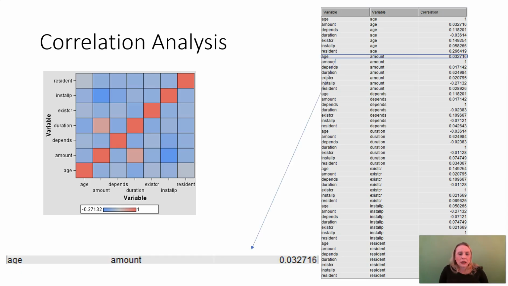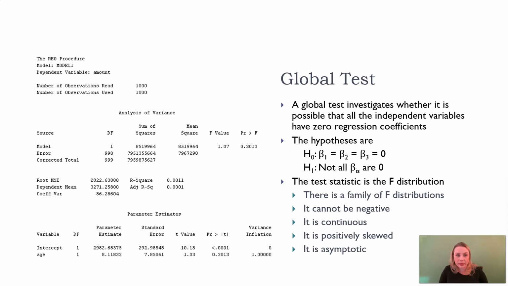And so let's say we have the hypothesis that age and amount, the age of my account, is really useful to predict the amount of my loan. But here we see that we have a correlation value of 0.032716. Like I said, that's probably much closer to 0 than 1, so it's probably not going to explain very well, but let's look at the output that we get when we run the linear regression for it anyways.